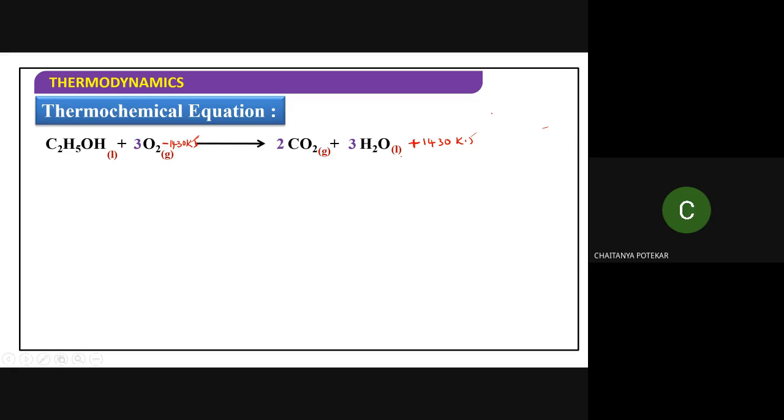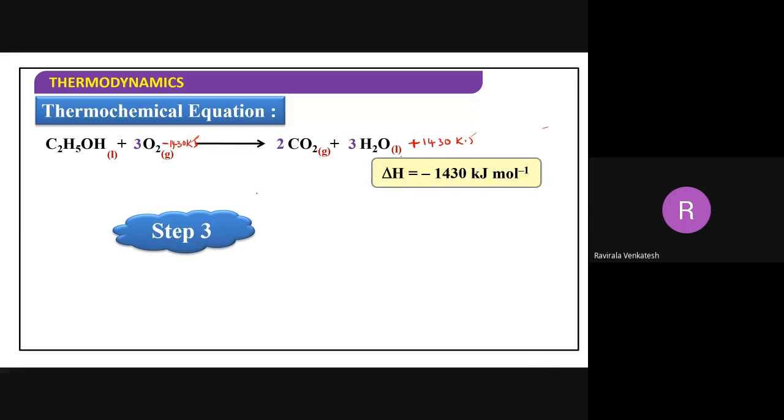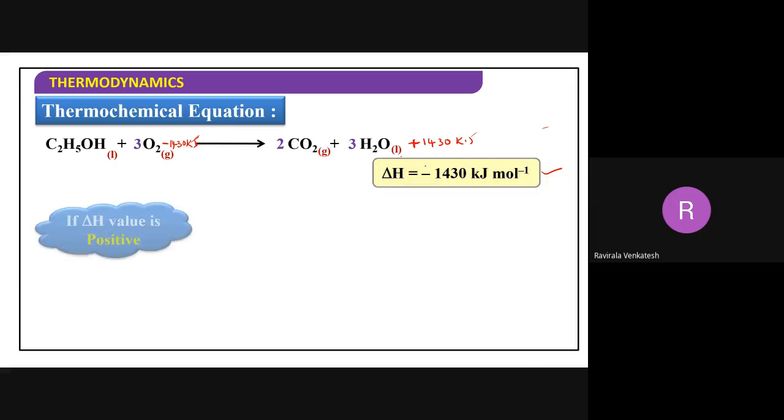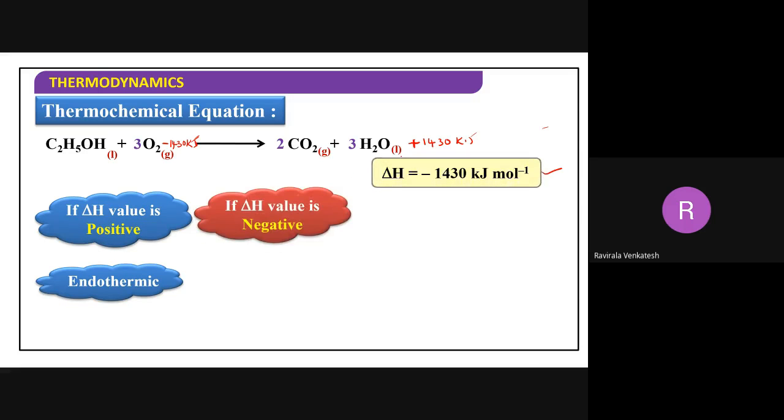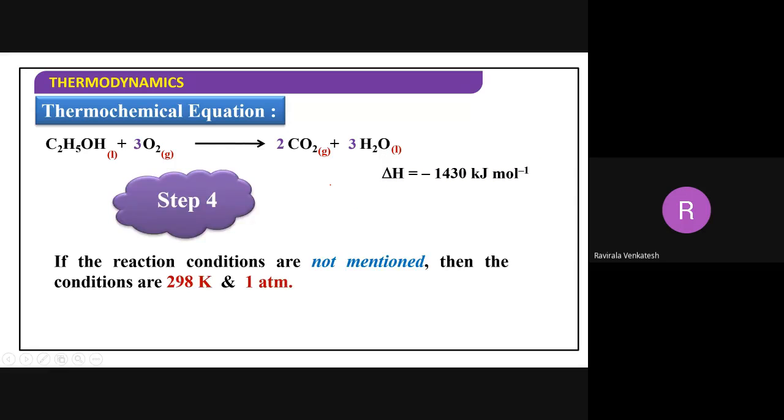Any confusion over here, right? Compulsory is in step number 3. You have to mention delta H with its value so that we can easily identify whether the reaction is exothermic or endothermic. If delta H value is positive, it will be endothermic. If delta H is negative, it will be exothermic. So by seeing that chemical equation, we can easily know what type of reaction it is.